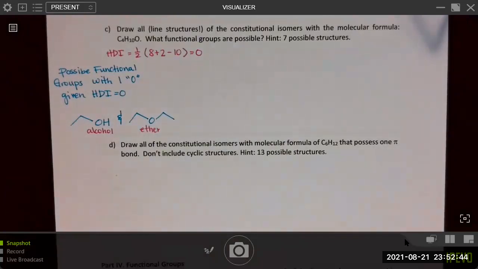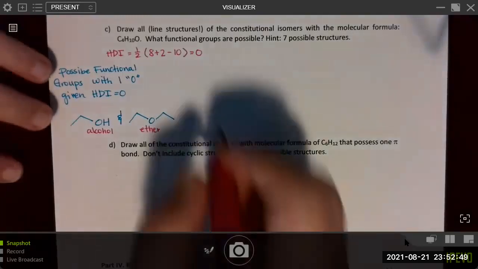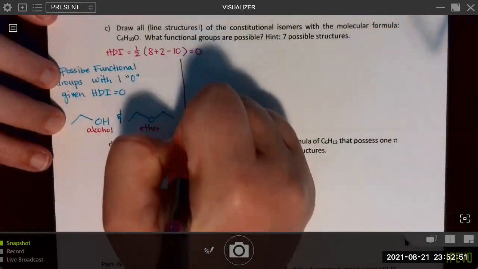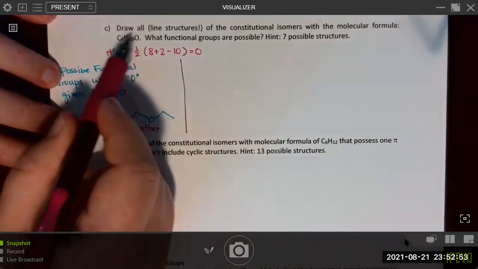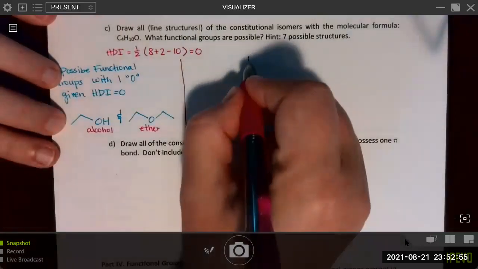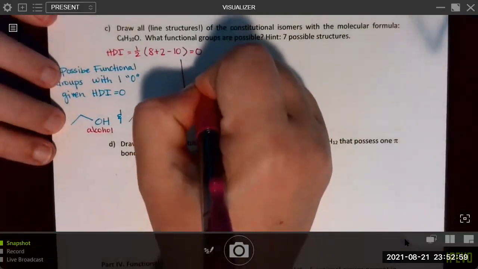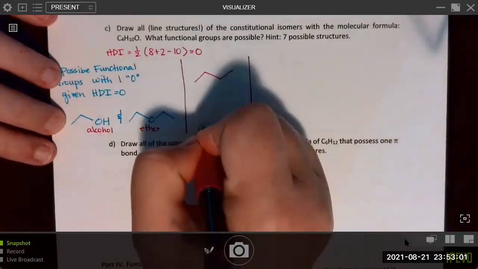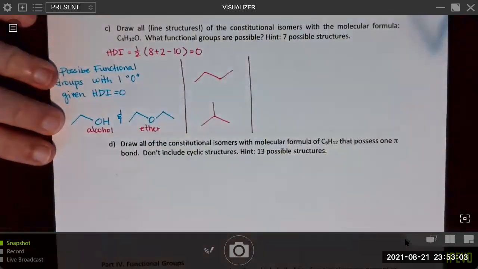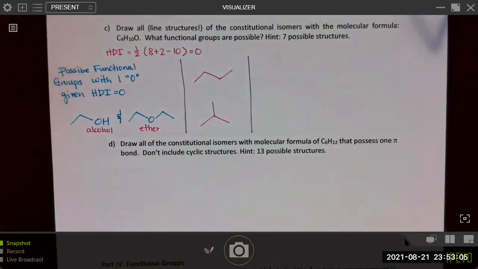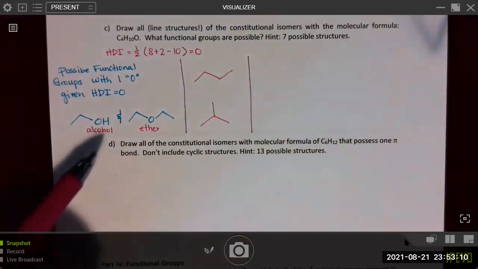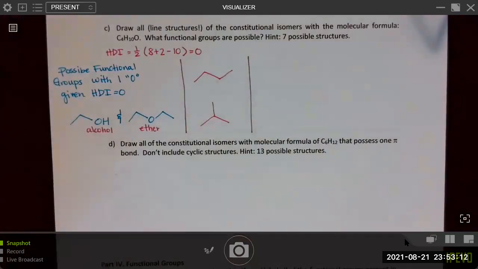So the next thing I wanted to do was, again, the skeletal structures. We did that with C4 before, so we really don't have to do that again. We're just going to remind ourselves what the skeletal structures were. They were all 4 carbons in a row, or 3 in a row with a branch. So those are the 2 that we're going to be working with, and we're going to be trying to make alcohols and ethers with them.